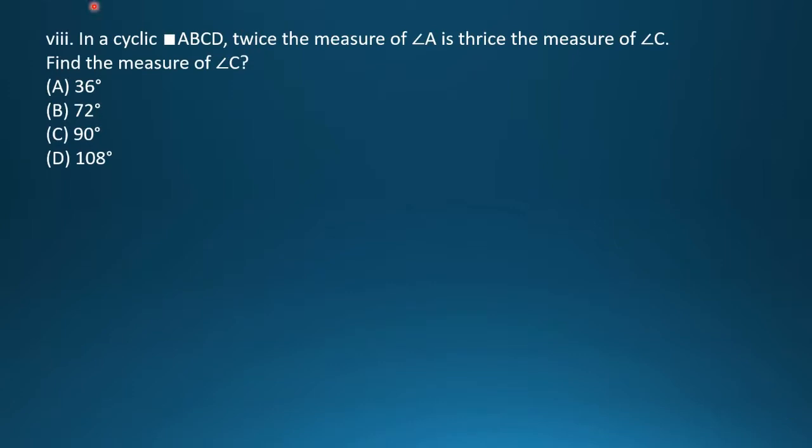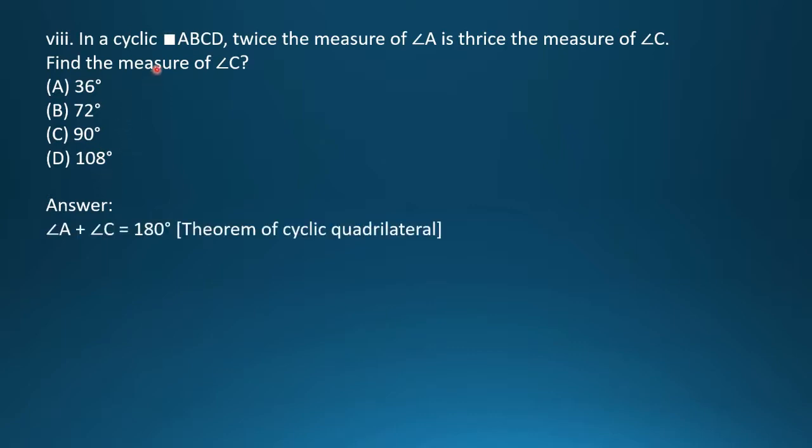The eighth question. In a cyclic quadrilateral ABCD, twice the measure of angle A is thrice the measure of angle C. We have to find the measure of angle C. The following are the options: A 36 degrees, B 72 degrees, C 90 degrees, and D 108 degrees. Let us start with the solution. It is said in a cyclic quadrilateral ABCD, twice the measure of angle A is thrice the measure of angle C. So first of all, we'll start with the quadrilateral ABCD.